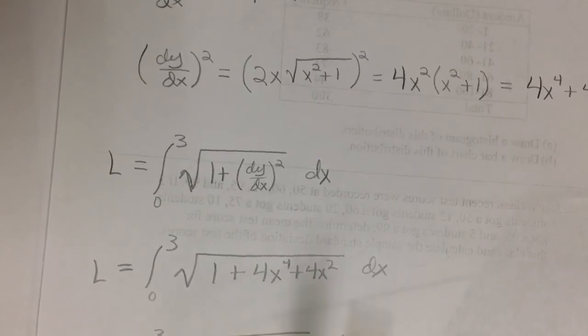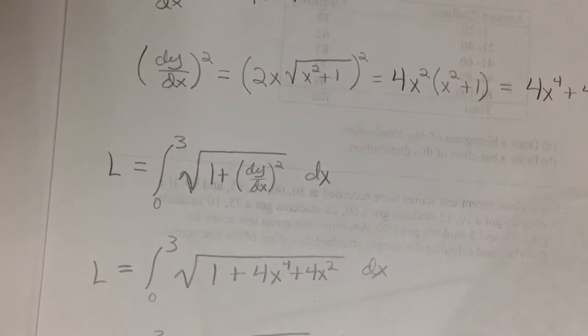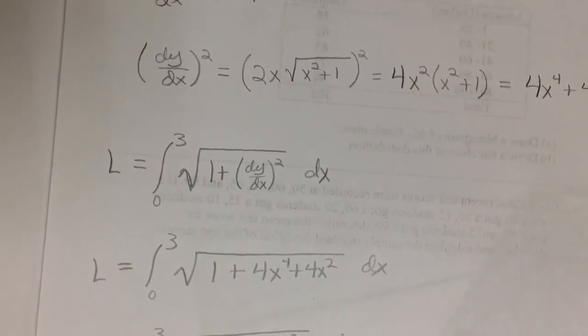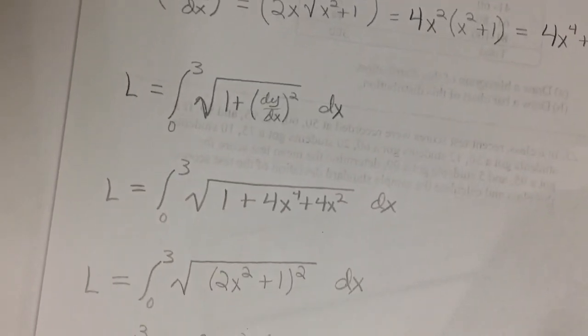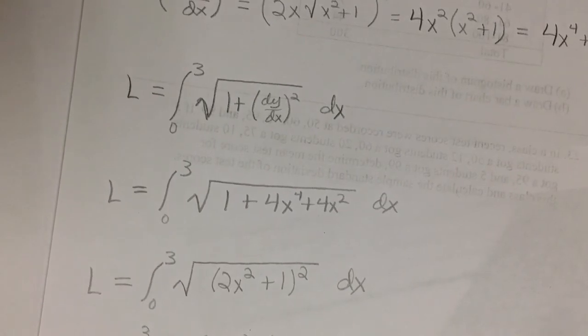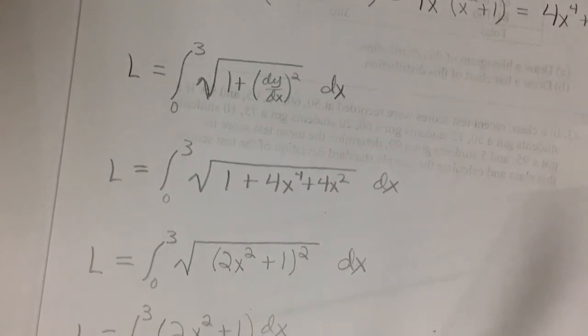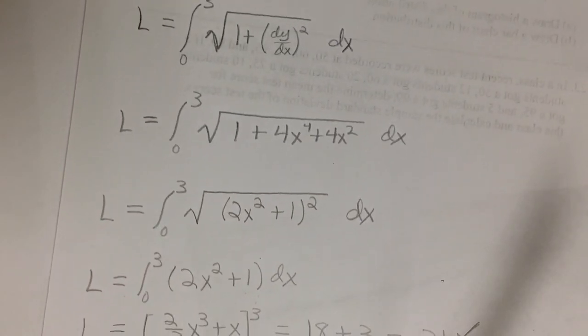And if you take this trinomial and arrange the terms in descending degree order, we're going to end up with a perfect square, where we have the square of 2x squared plus 1 dx, square root of the square of 2x squared plus 1, which simply goes to the inside terms.